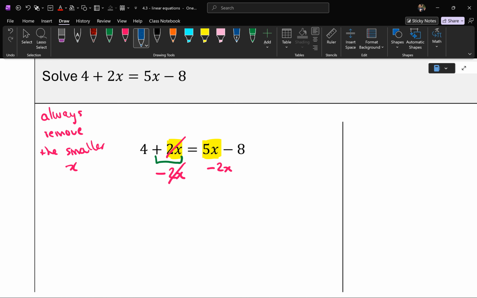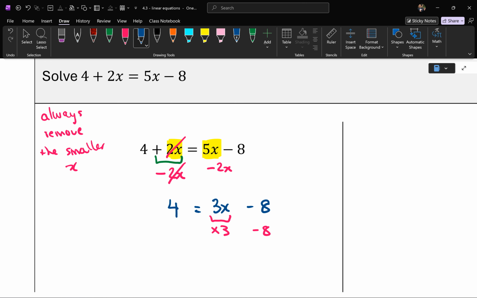Here we go. We now have 4 on the left-hand side because these have cancelled out. 5x take away 2x. How many x's would I have left? Let's go with Amelia. 5x take away 2x simplifies to 3x. Very good. So I've got 3x minus 8, and you're back to the problem of two-step equations again. Okay, so same idea. 3 next to an x. Jack, what does that mean? So we've got times 3 here, and this one is a minus 8.